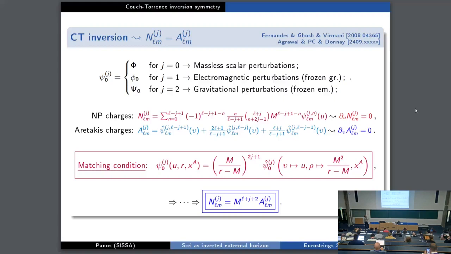So we were able to extend this analysis to high spin perturbations, integer spin perturbations, where we also include previously known results and also the new results associated with gravitational perturbations of the extremal Reissner-Nordström black hole. Okay, so again, we spare you the details. The take-home message is that the Couch-Torrence inversion provides a matching condition between near null infinity and near horizon modes, and that this matching condition is precisely such that the near null infinity Newman-Penrose charges are exactly equal to the corresponding near horizon charges.